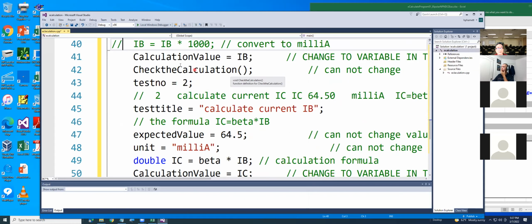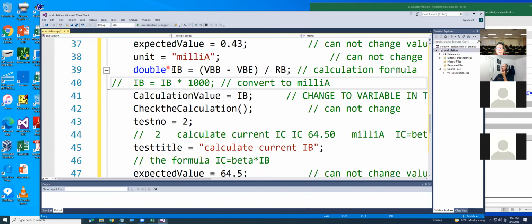However, if you're using IB here, then the calculation value has to be IB. And the check of the calculation in my program cannot be checked. So that's done for test number 1. And now you can copy that number 1 and paste it out. Then test number 1 to test number 2.